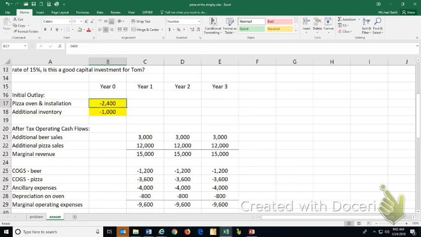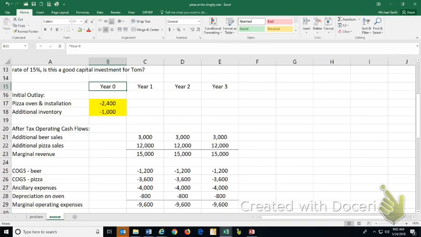He's going to have to pay $2,400 before he makes a pizza. He's got to buy the pizza oven and he's got to buy the inventory. Those are initial investments that happen at time zero. So you can't start making pizza without a pizza oven. You can't make pizza without the pizza making ingredients.